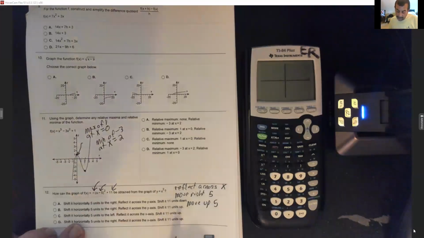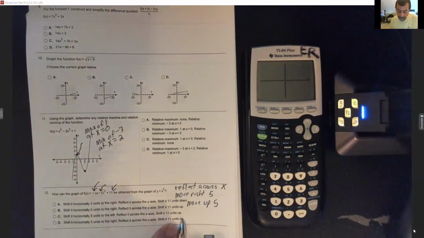So let's see. Reflect across the y's. Those are definitely wrong. So it's got to be one of these. 5 units to the left or 5 units to the right. We went 5 to the right. We reflected across the x and we shifted 11 units up. So it would have to be D.